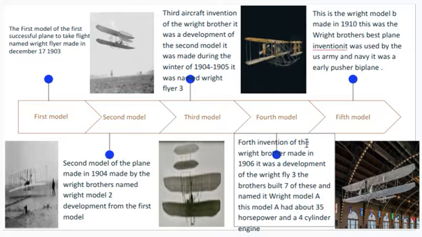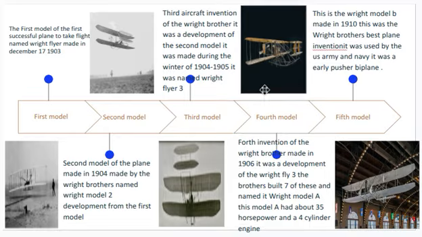It's the fourth invention of the Wright brothers, made in 1906. So it was 3 years after the first successful plane that took off. It was a development of the Wright Flyer. The brothers built 7 of these and named it the Wright Model A. This Model A had 35 horsepower and a 4-cylinder engine.